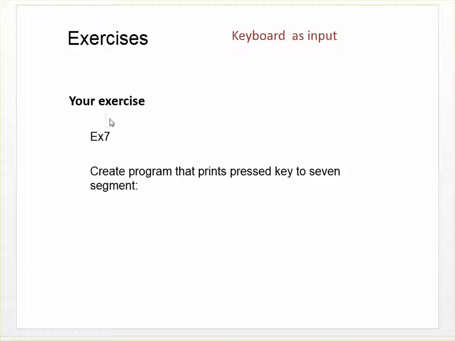Okay, now it's your time. Try to create a program that prints the pressed key to the 7 segment display. The 7 segment should be working as you have tried that already. So now your task is to create a program that detects the pressed key and prints the key number to the 7 segment.